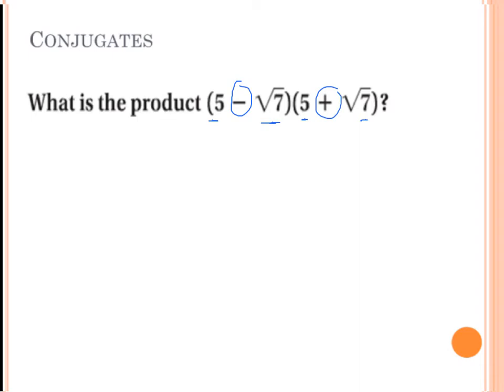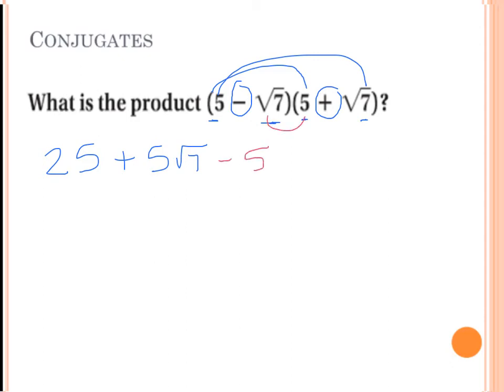That means they're conjugates. So if I multiply these two conjugates together, I'll have 5 times 5, that's 25 first. I'll have 5 times a positive square root 7, so it'll be 5 square root 7. And then I have to distribute the second term. So negative square root 7 times 5, so it'll be negative 5 square root 7. And negative square root 7 times square root 7 becomes a negative, and square root 7 times square root 7 will just be 7.